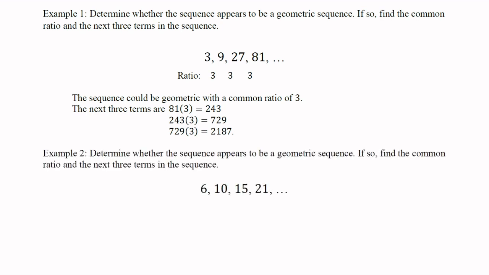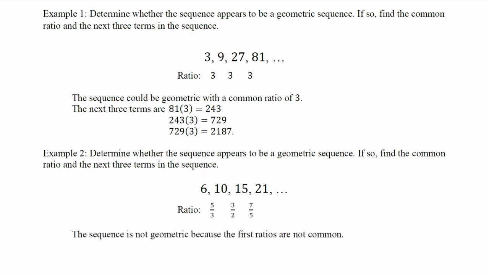Let's take a look at this sequence. To get from 6 to 10, we would have to multiply by 5/3. From 10 to 15, we would have to multiply by 3/2. And to get from 15 to 21, we'd have to multiply by 7/5. Certainly not a common ratio, so therefore the sequence is not geometric because the ratios are not common.